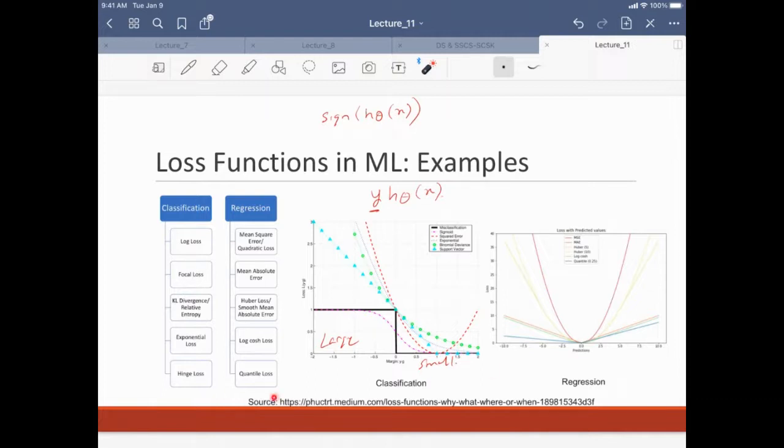By the way, there is this nice Medium article. There are actually several of these which will explain to you what a loss function is. Many of these images come from this particular Medium article.